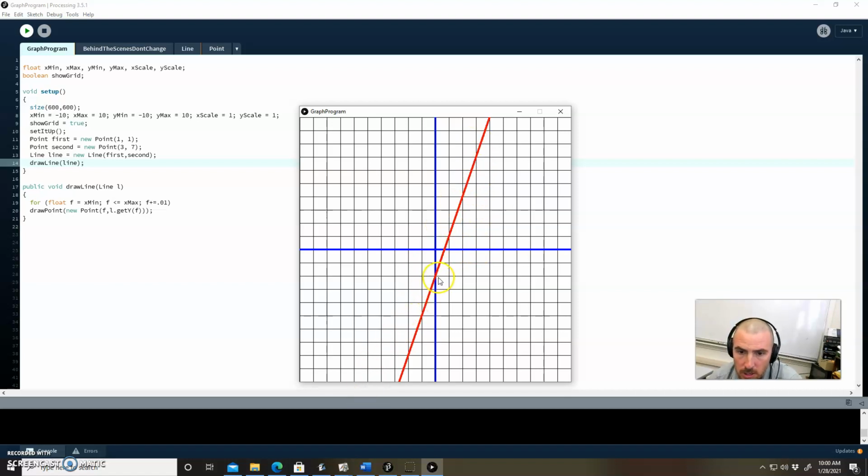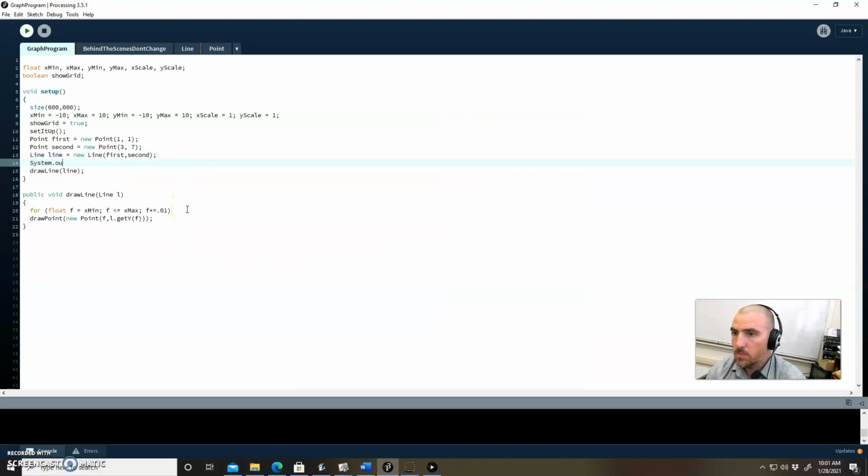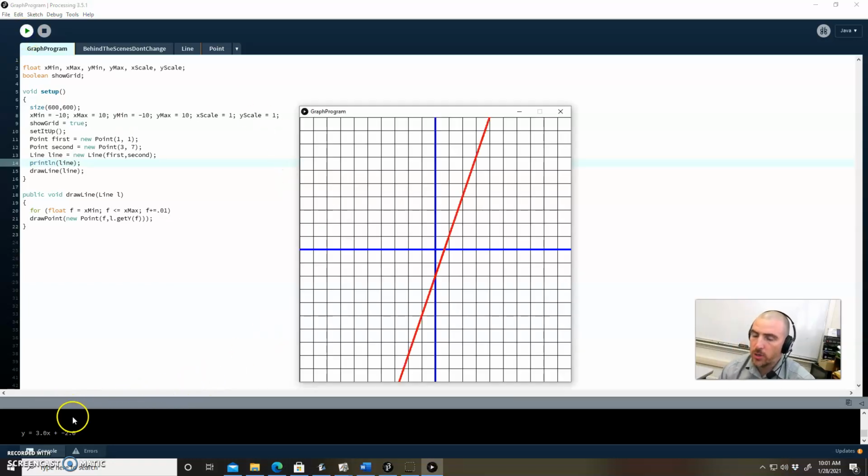Okay, the y-intercept looks like it's negative 2, and the slope looks like 3. It's rising, so it'd be y equals 3x minus 2. You can get the equation down here because we have that toString, which just tells you the string representation of the line, which is 3x minus 2.